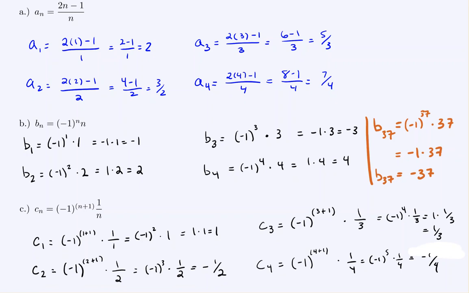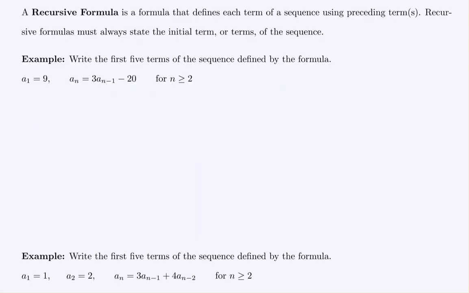Now one of the reasons I wanted us to calculate this b sub 37 is so that we could see if we're given an explicit formula, it's very easy to find later terms. And we're going to compare this soon to the idea of a recursive formula where it's not so easy to find the 37th or the 50th or the 75th term. So what makes something a recursive formula? A recursive formula is defined to be a formula that defines each term of the sequence using the preceding terms. So you can't just jump to some point in the sequence, you have to know all the terms that come before it to know the next term. And recursive formulas, because of how they work, will always state your initial term or terms of the sequence and then some kind of relationship between that and the next term.